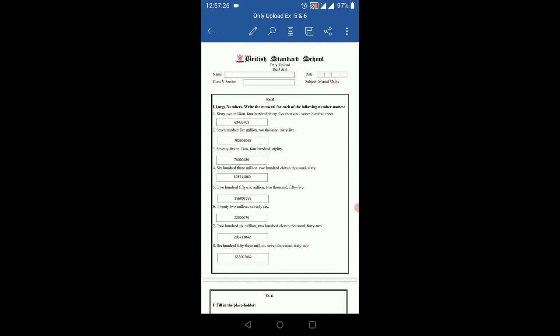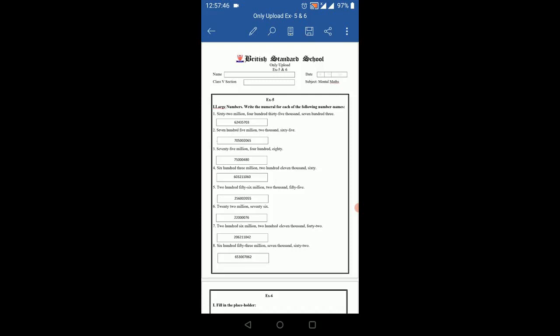Then 705,000,065. So 705 million, so the first digits will be 705, then 2000, so that will be 002, 705,002, then 65, no 100, that's why it will be 065.